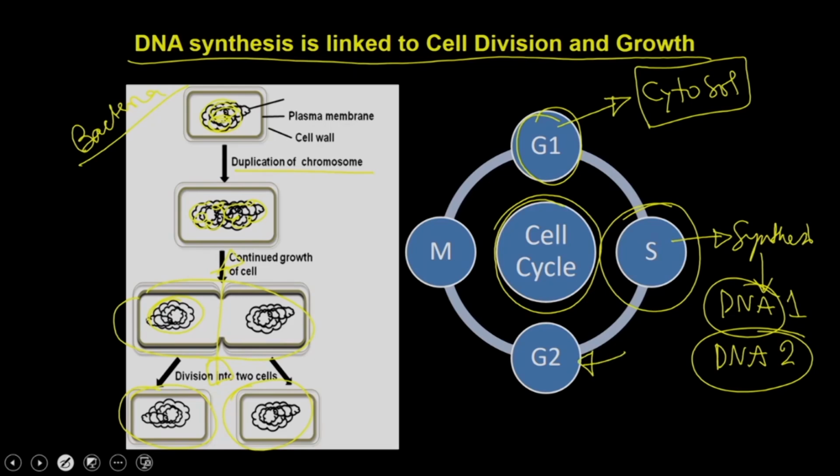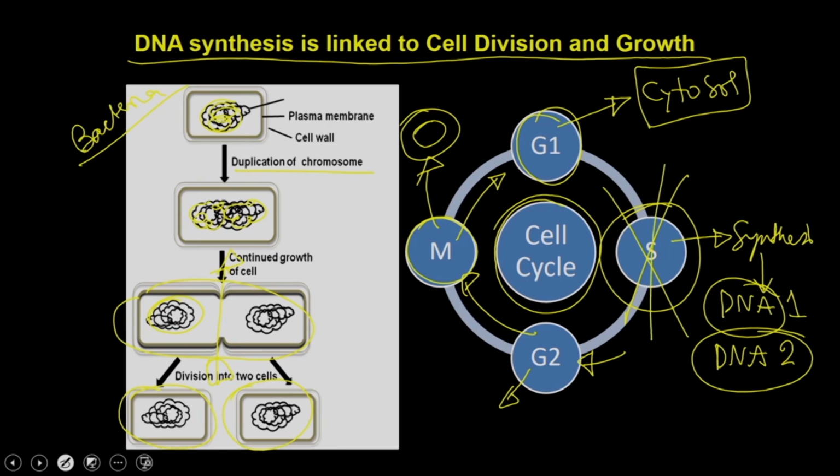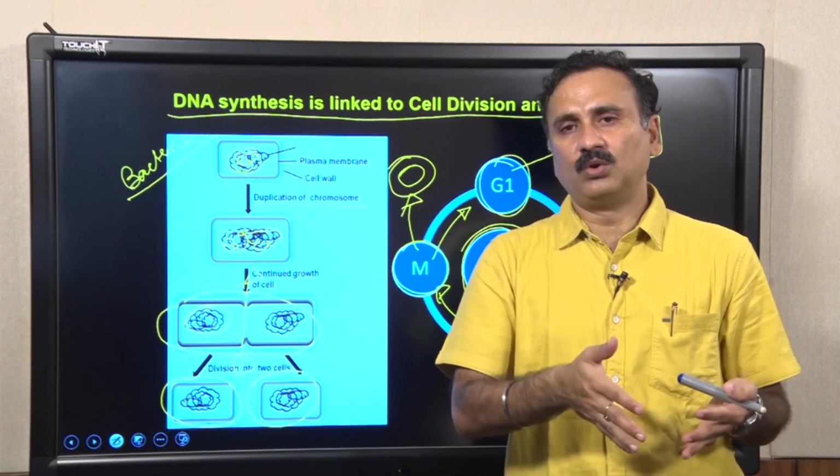G2 is also a preparative stage, with some additional preparations, and then the cell enters the mitotic phase, where the cell divides into 2. The original cell goes through the cell cycle again, while giving you one more copy of the cell. So, if you block the DNA synthesis step, you disrupt the cell cycle, and that is how you stop the multiplication as well as the growth of a particular cell.